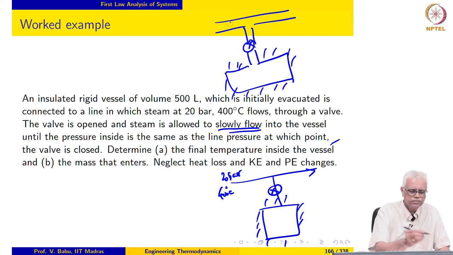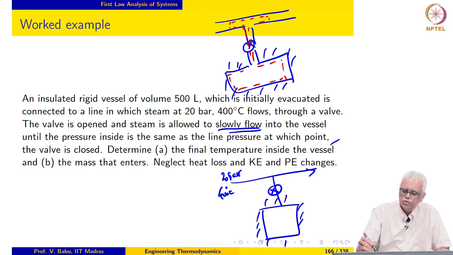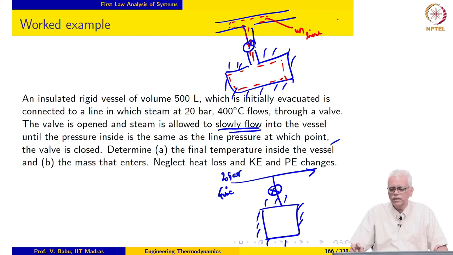So the system looked like this. So this is the mass that enters from the line, which we will label as M line. So that is the initial system. In the final state, this part of the system boundary diminishes altogether, and we have only this part that is left. So this was discussed in the beginning of the course when we discussed definition of system and different examples for system.